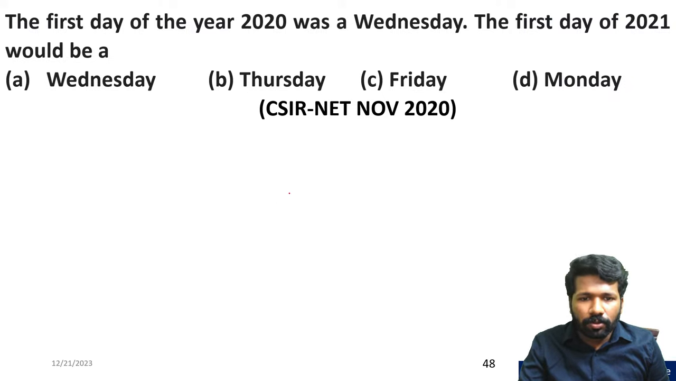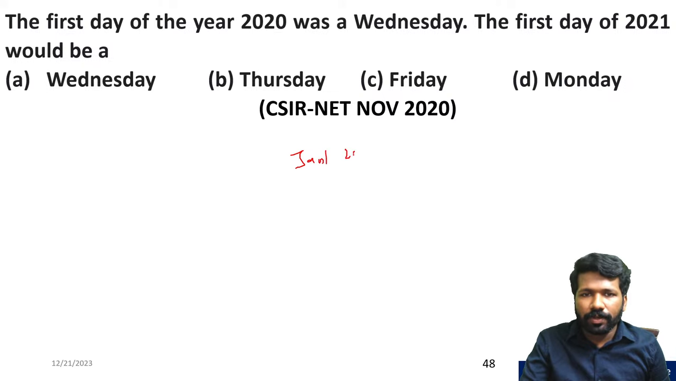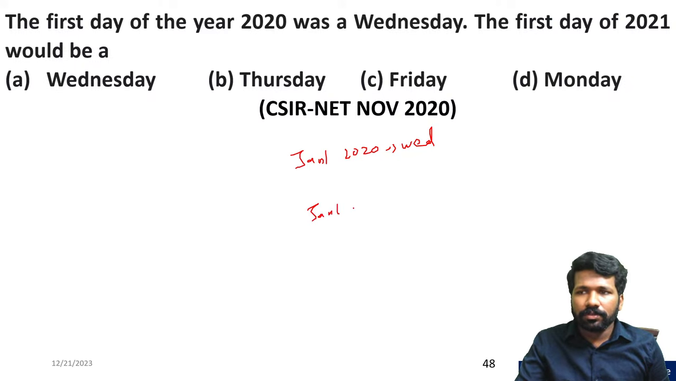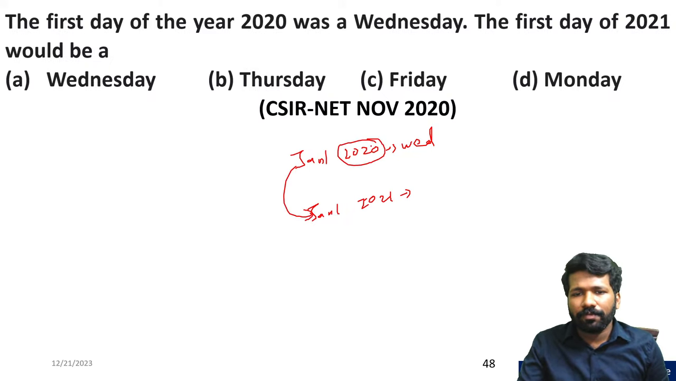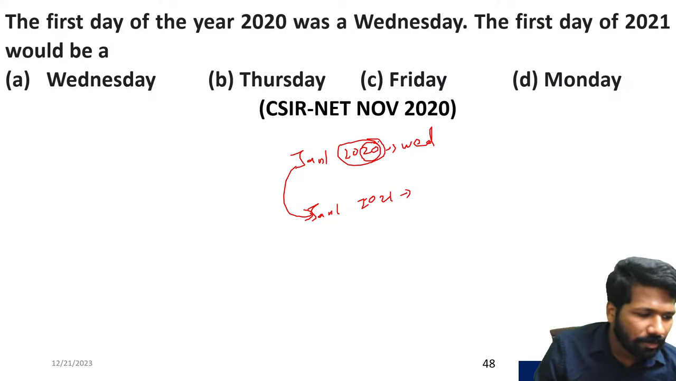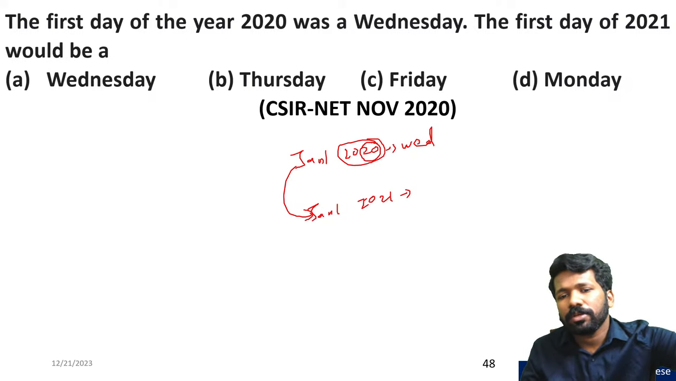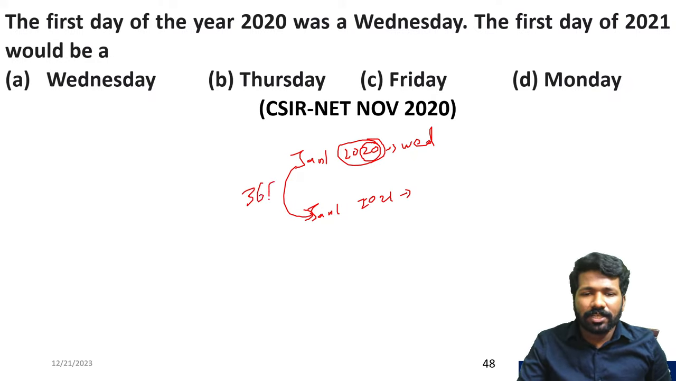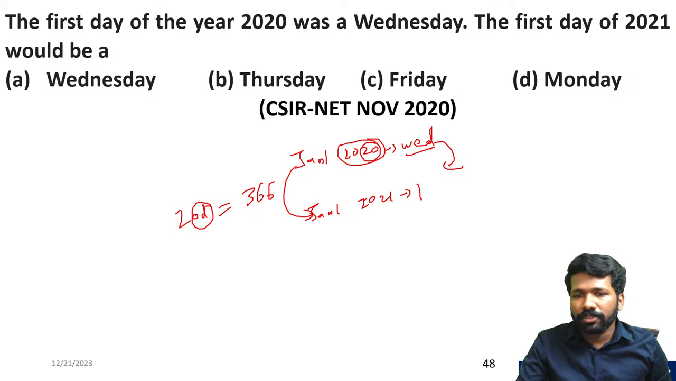Simple question. Here also, odd days are needed. First day of the year 2021: January 1, 2020 is a Wednesday, then what will January 1, 2021 be? So you should know the number of odd days between these two dates, that is the number of days in 2020. Now, 2020 is a leap year. You should know how to identify a leap year, which we already discussed in the beginning of the class. So 2020 is a leap year, so definitely 366 days are there. 366 corresponds to 2 odd days. 2 odd days means 2-day shifting. Wednesday, with 2-day shifting, will be Friday.